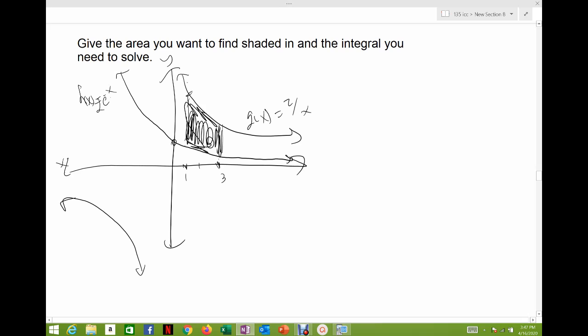Now like I said, you could, if you wanted to, integrate the two pieces and subtract. I'm not. I'm going to write out my function. So 1 to 3 is what we're looking for. My bigger function is g of x, the 2 divided by x. My smaller function over the part that I'm looking at is the 2e to the negative x. There's really nothing to simplify there, and so that's the one I'm going to solve and find the area.